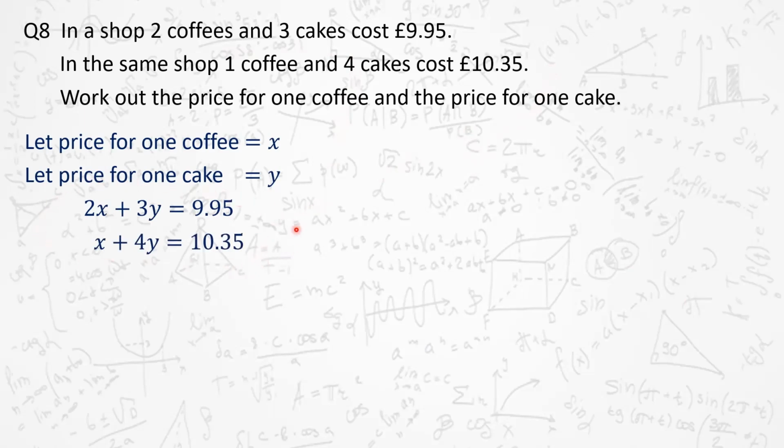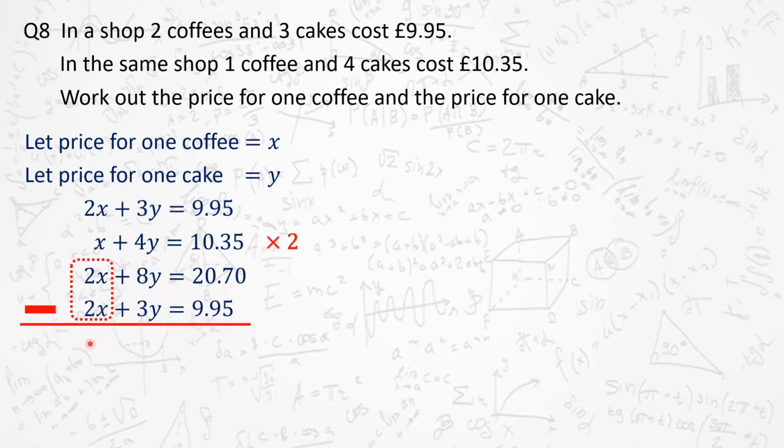So now this is my simultaneous equation. I need to make either x terms or y terms the same. So I'll pick x in this case. Therefore, second equation need to be timed by 2 every single term. Then I have 2x plus 8y equals 20.70. Copy down my top equation, 2x plus 3y equals 9.95. Now my x terms are the same, therefore I need to use top equation, take away bottom equation.